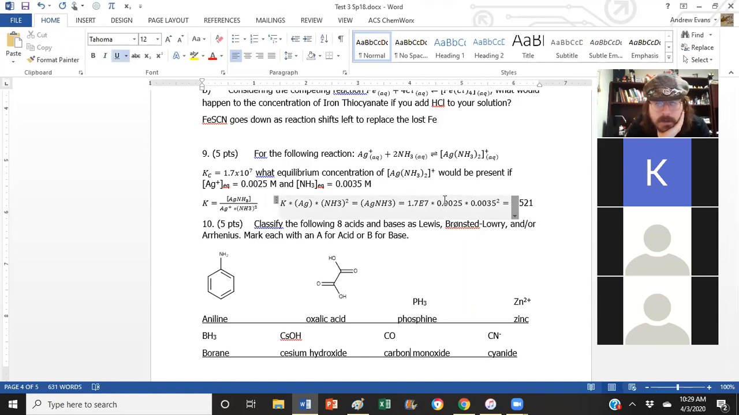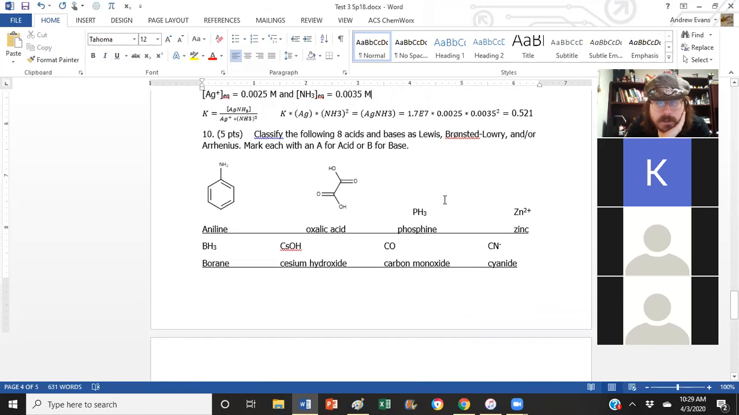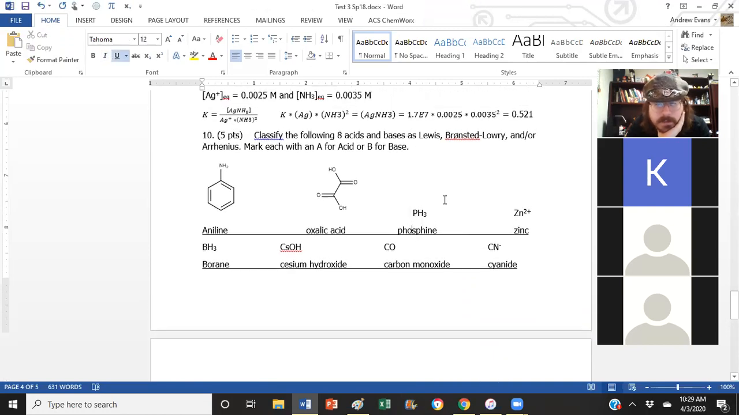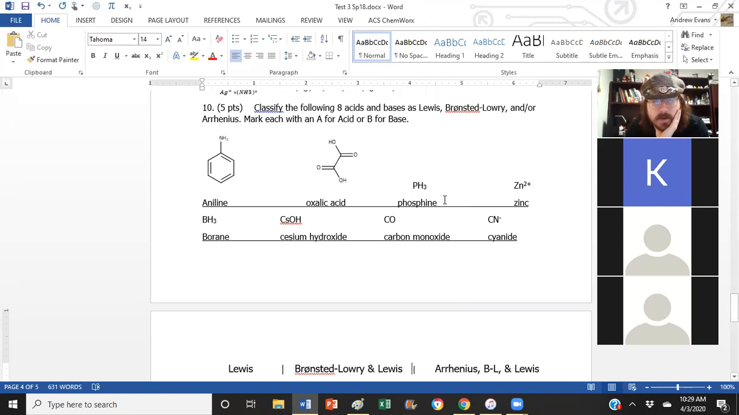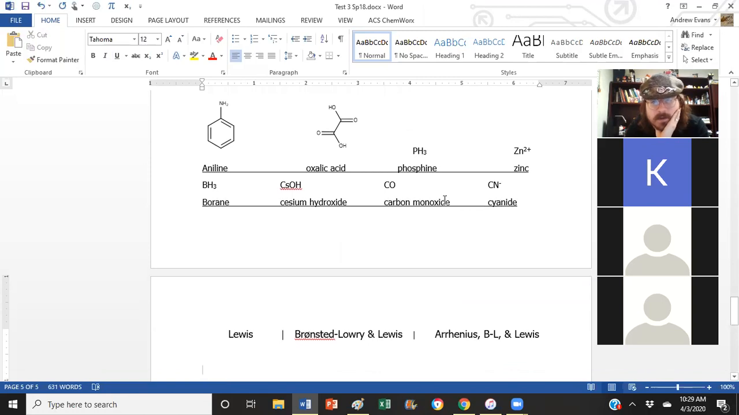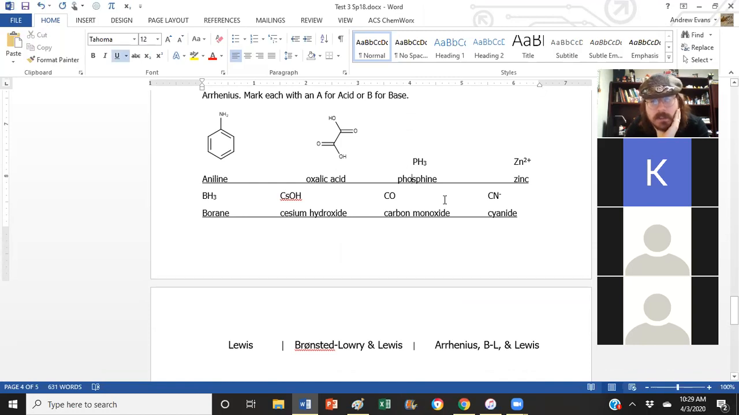So now the last problem here: classify the following acids and bases as Lewis acids, Bronsted-Lowry acids, or Arrhenius acids. Basically, Arrhenius is going to be the least used. Lewis is going to be the most used. Everything is going to be a Lewis, because everything can donate lone pairs.